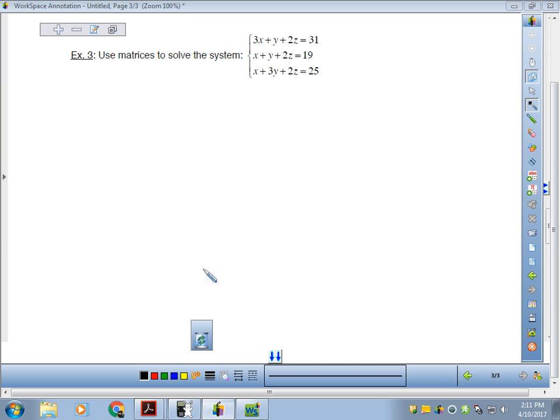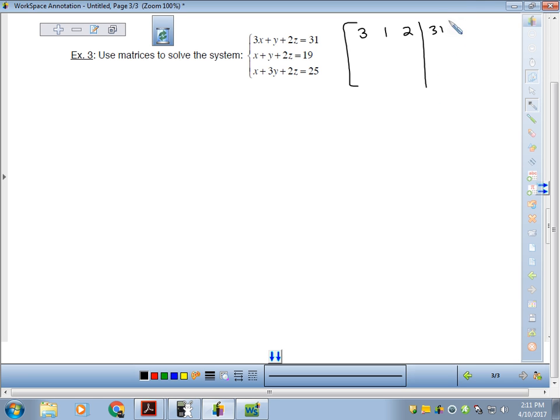So we're asked in example 3 to use matrices here to solve this system. 3x plus y plus 2z equals 31. x plus y plus 2z equals 19. x plus 3y plus 2z equals 25. So I'm going to start by writing my matrix. For this top equation, I'm going to have 3, 1, 2, and then a line, and 31. For the second equation, I'm going to have 1, 1, 2, and then 19. For the next one, I'm going to have 1, 3, 2, and 25.